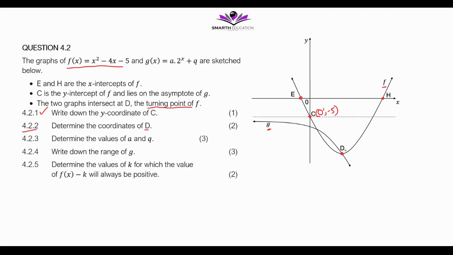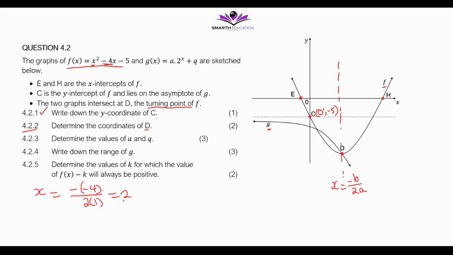So we are determining the coordinates of what? Of the turning point, right? How do we find the coordinates of the turning point? We can use the axis of symmetry of a quadratic function. Remember that x is equal to -b divided by 2a. So from the equation, our b is -4 and our a is 1. That means x is equal to negative minus 4 divided by 2 times 1. We get that x is equal to 2.